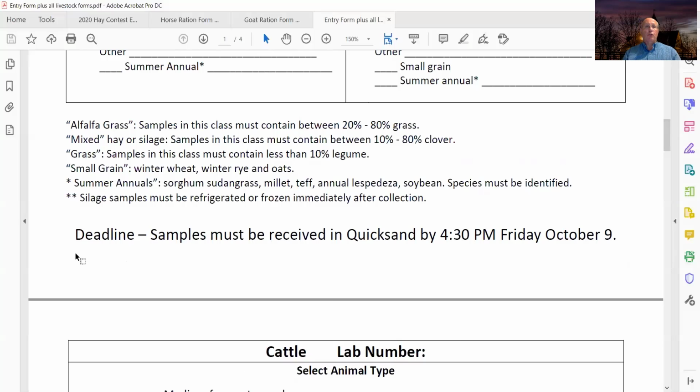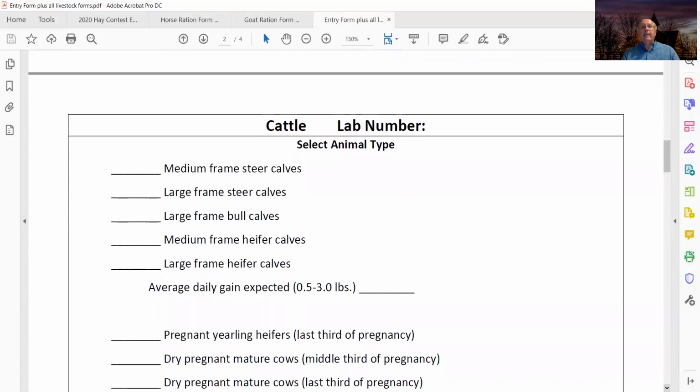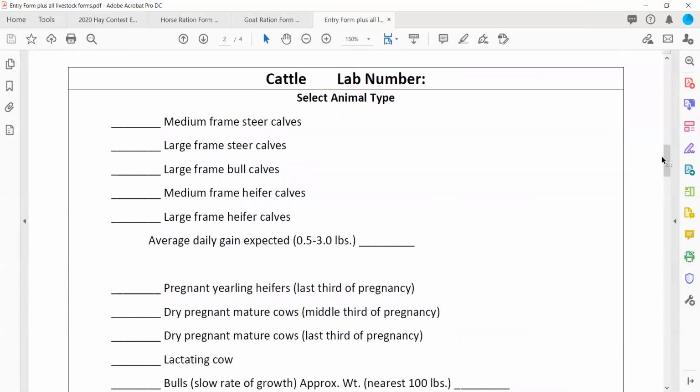Okay. All right. So another crucial thing is the deadline for getting samples to Quicksand, which is by the end of the workday on Friday, October the 9th. So let's take a look at the entry of information for cattle, for example, which is the first page I pulled up. This is going to look, again, quite a bit different than years past. We've got more space to get this filled out. The top part of the form is selecting the animal type. The bottom part that you can't see right this minute is selecting the feeds that you want to use.